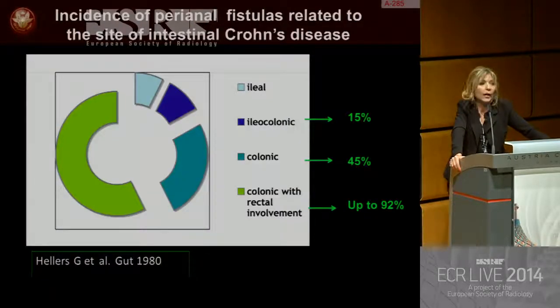And another very interesting point that was outlined by Ehlers and co-workers in this important paper is that perianal fistulas are associated with distal Crohn's disease. In other words, in purely ileal Crohn's disease, they are quite rare. They become more and more frequent in colonic Crohn's disease, in ileocolonic Crohn's disease, in purely colonic Crohn's disease, and they are present in approximately 92% of cases in colorectal Crohn's disease.